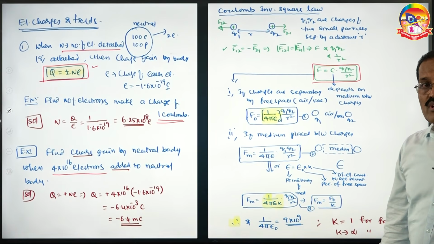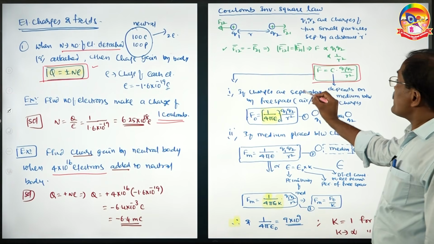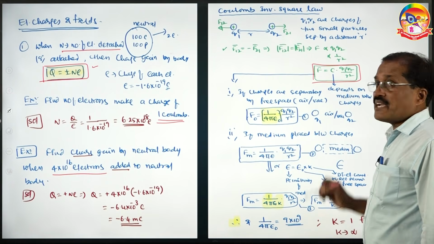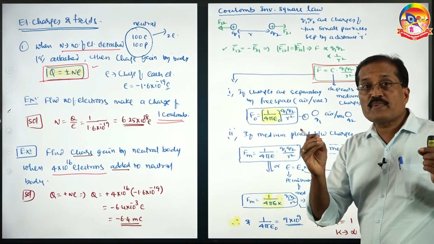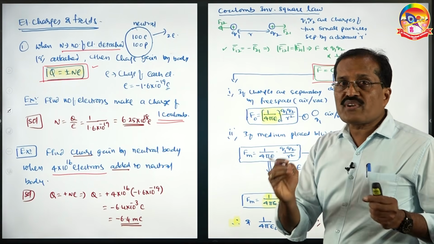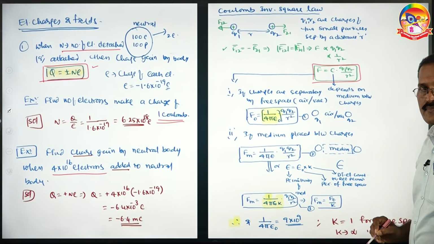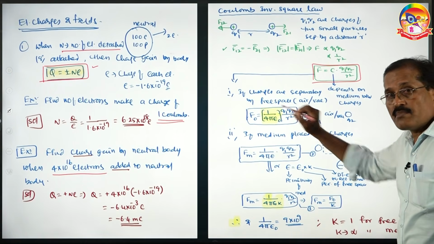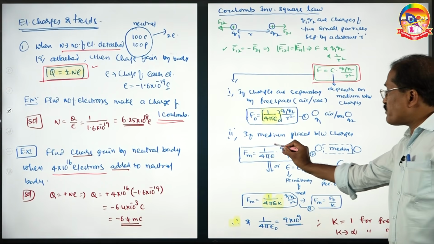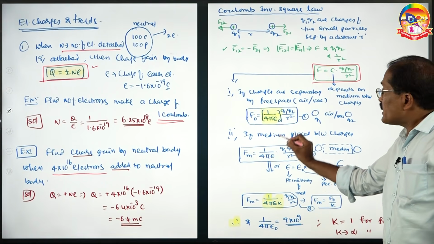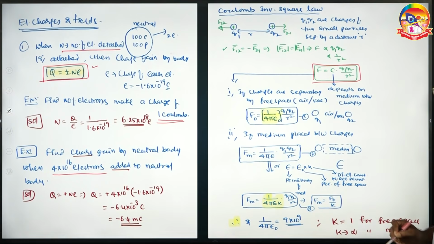What are Q1 and Q2? The charges of the two particles, with r the distance between them. And this C depends upon the medium. Whatever the proportionality constant is, it depends upon the medium. If the medium is free space, then it is 1 by 4 pi epsilon naught, Q1 Q2 by r square. If some dielectric medium, like an insulating medium, is there, then 1 by 4 pi epsilon. Epsilon naught is the permittivity of free space, epsilon is the permittivity of the medium.